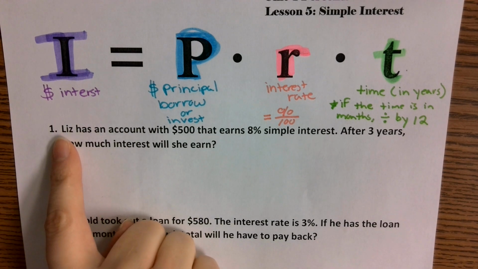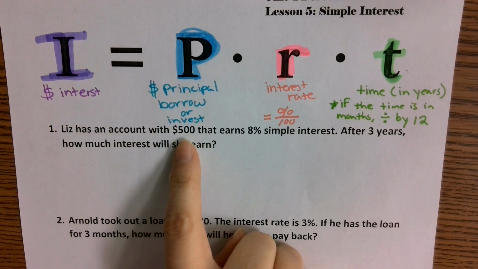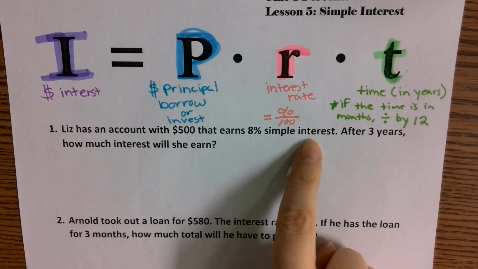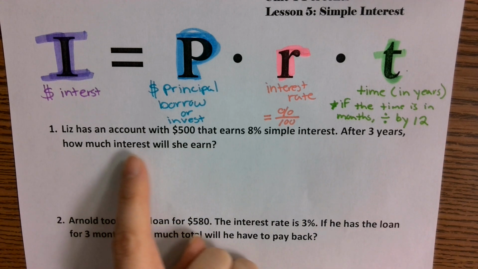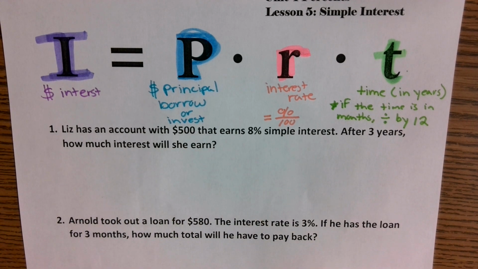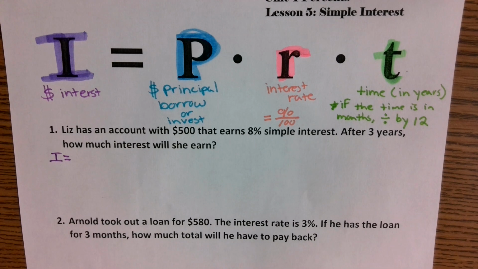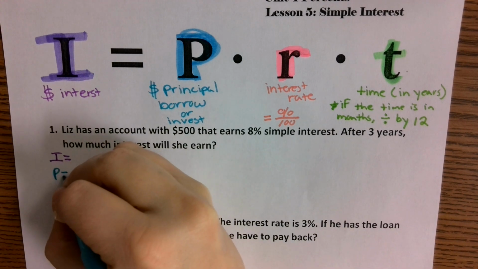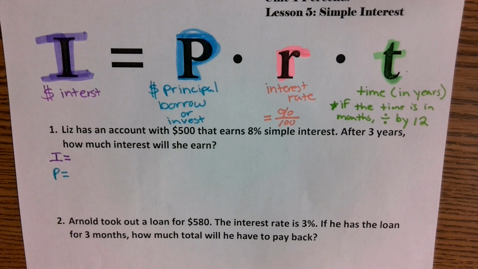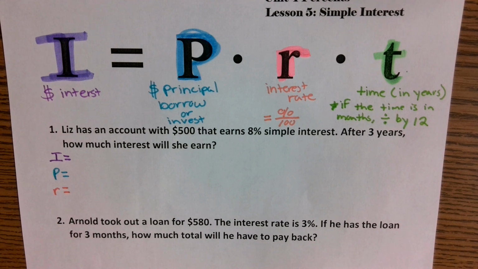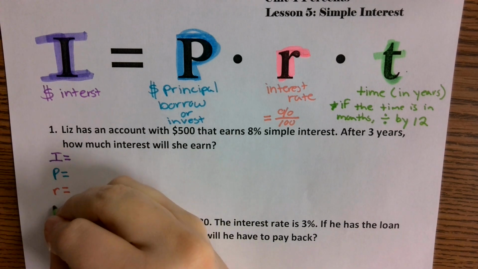So let's take a look at problem number 1. Liz has an account with $500 that earns 8% simple interest. After 3 years, we want to know how much interest she is going to earn. Okay, so when we fill this information out, I'm going to identify what every single variable is. So we have the I-P-R-T. What is the I? What is the P? What is the R? And what is the T going to look like? We want to write all of that down before we put it into our formula.